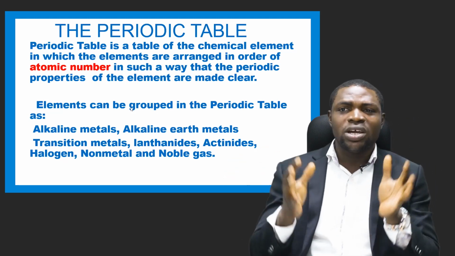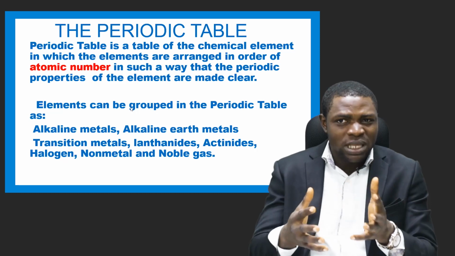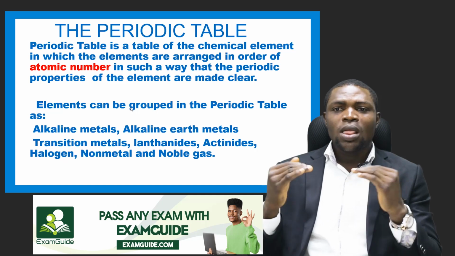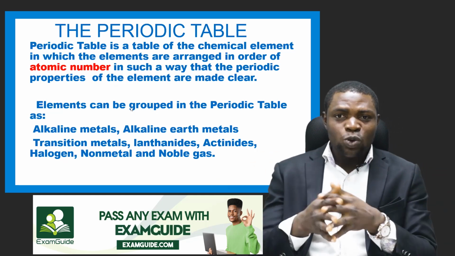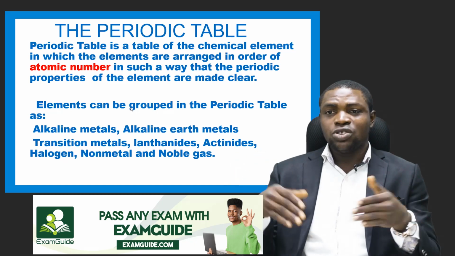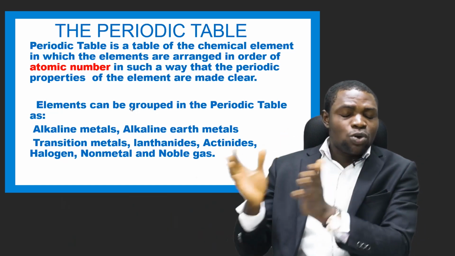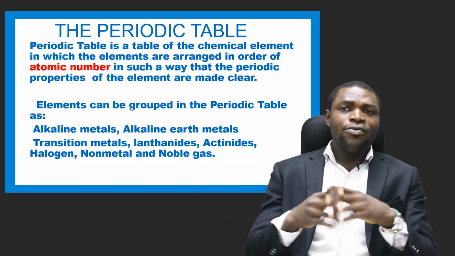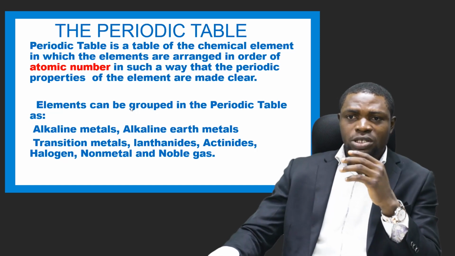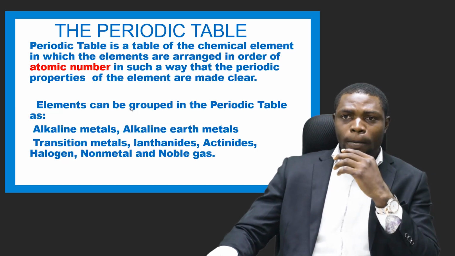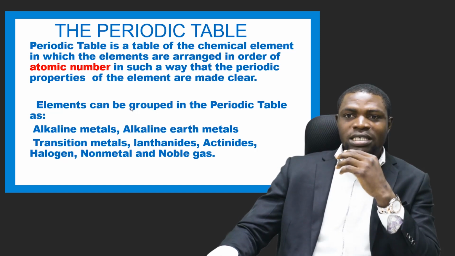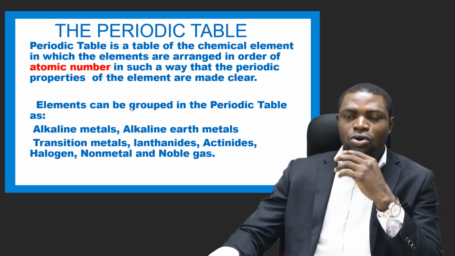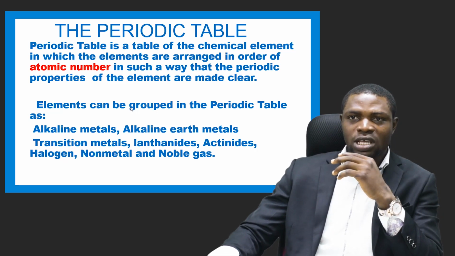Then these elements are arranged in such a way that the periodic properties of the elements are made very clear. Elements are grouped into both groups and periods, vertically and horizontally. If you look at a periodic table, you're going to understand that the arrangement here will give you the foresight of what the property of each of these elements will be.